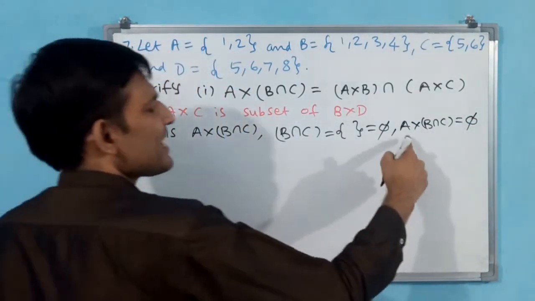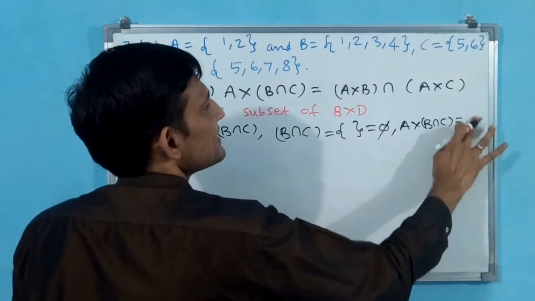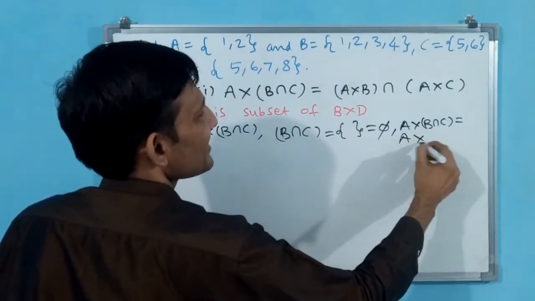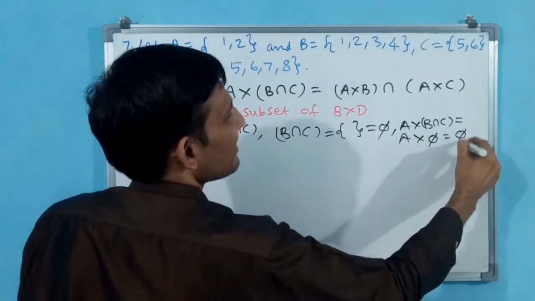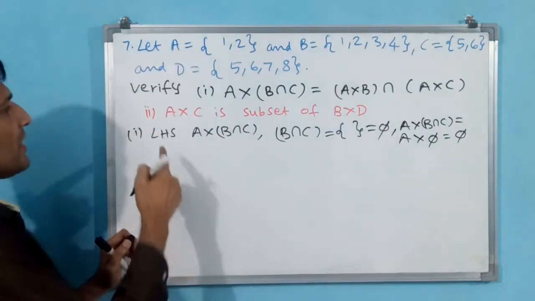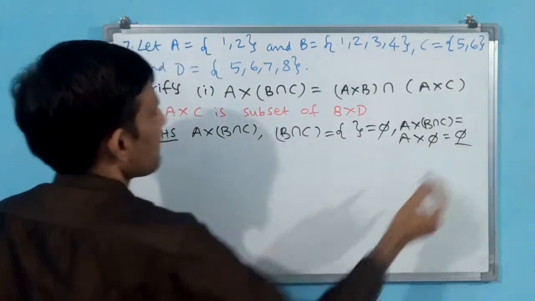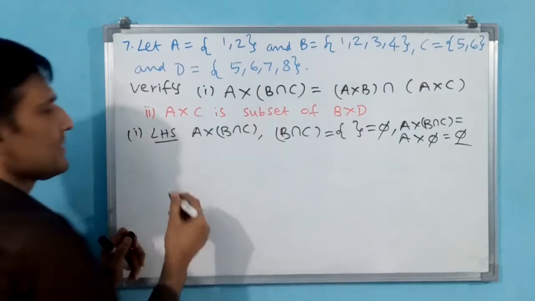If it is the empty set, then A cross (B intersection C) is going to become empty. Rather than writing directly, you write like this: A cross 5, that is equal to 5. LHS final result is 5. Now we go for RHS.